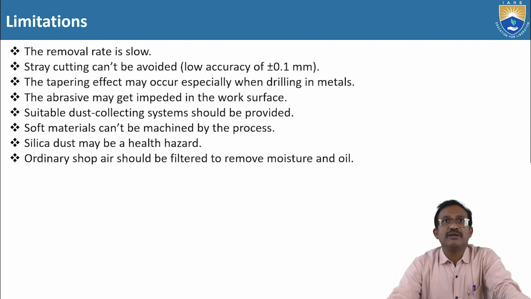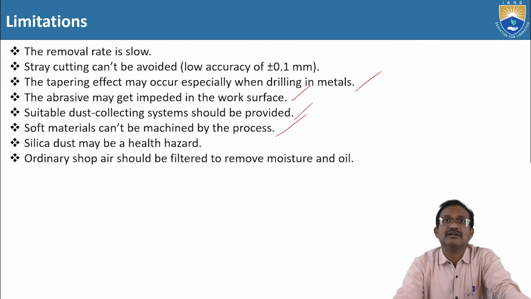Limitations: the removal rate is slow, stray cutting can't be avoided, that is, low accuracy of plus or minus 0.1 mm. The tapering effect may occur, especially when drilling in metals. The abrasive may get embedded in the work surface. A suitable dust collecting system should be provided. Soft materials can't be machined by this process. This is one of the biggest limitations.